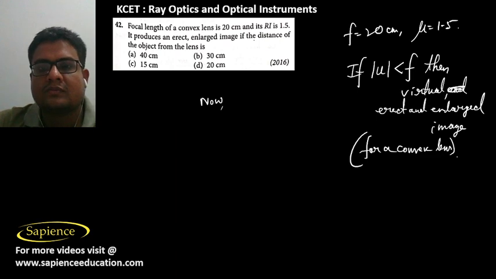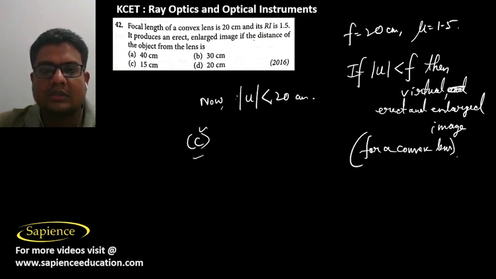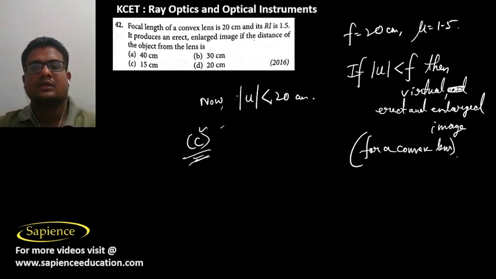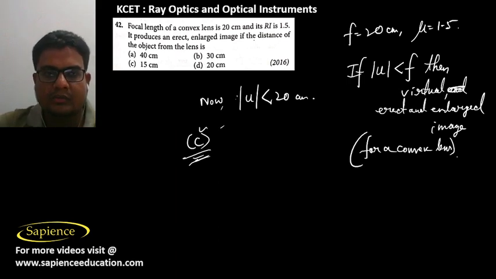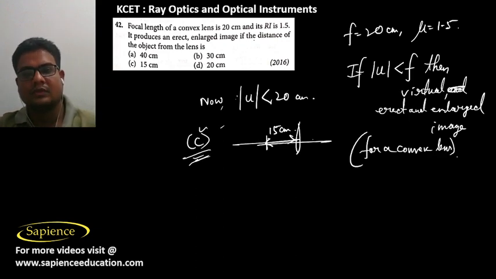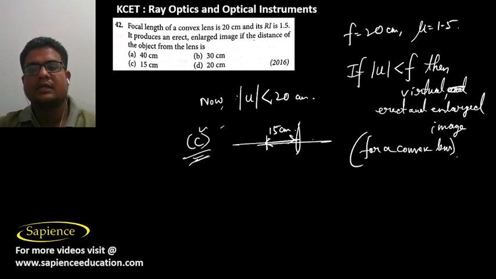So now the magnitude of u should be less than f, so the magnitude of u should be less than 20 centimeters. So only option C is less than 20 centimeters. So option C is the correct answer. If we keep the object at a distance of 15 centimeter from the lens, then we will have a virtual, erect and enlarged image.